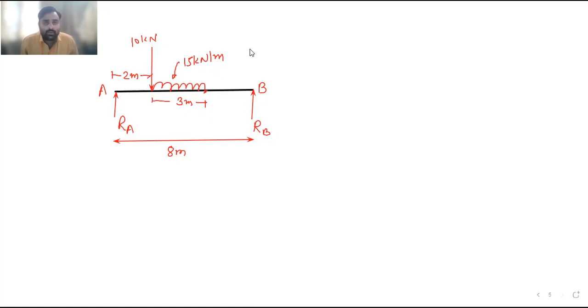And to make it somewhat more complicated, let us take here one UVL. This intensity is again 10 kilonewton per meter, and whatever the span, 3 plus 2, 5, so this is 3 meter, and it will be acting like this. Okay, now you have to calculate the reaction RA and RB. Calculate the reaction RA and RB.